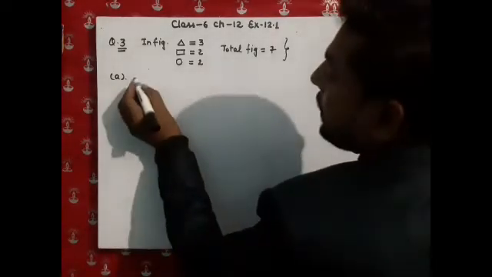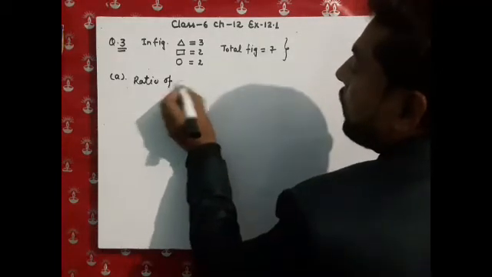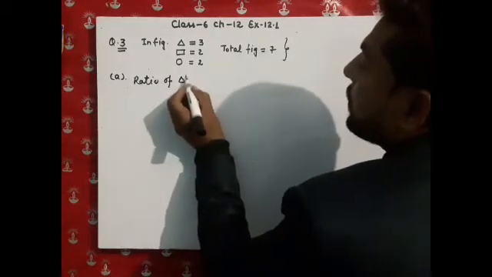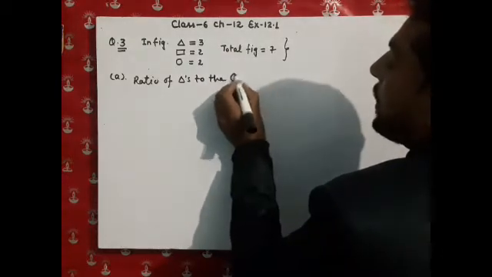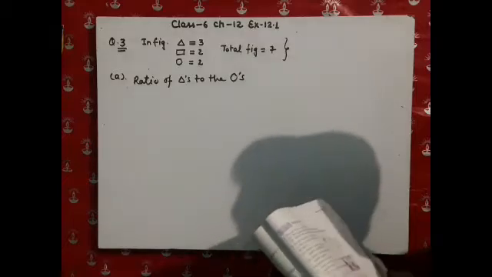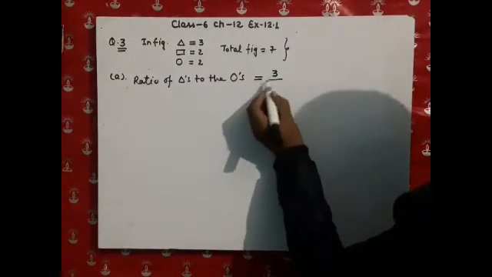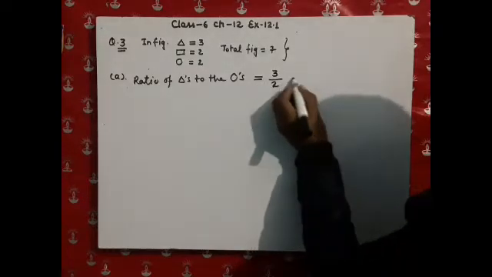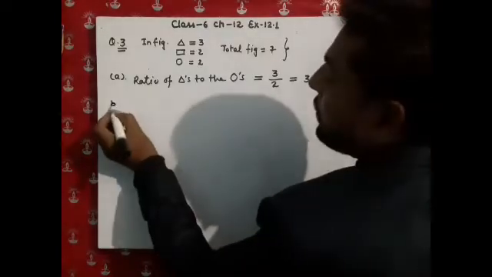Here we have to find the ratio of triangles to circles. Here we are going to find the ratio of the triangles to the circles. So total triangles are 3 and circles are 2. So the ratio will be 3:2. Now going to the B part.